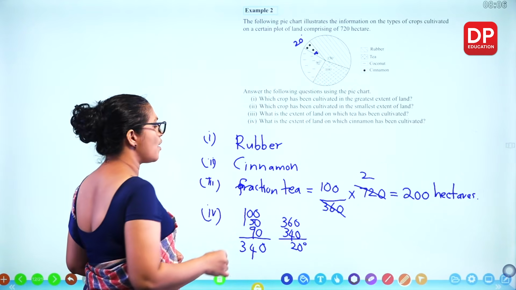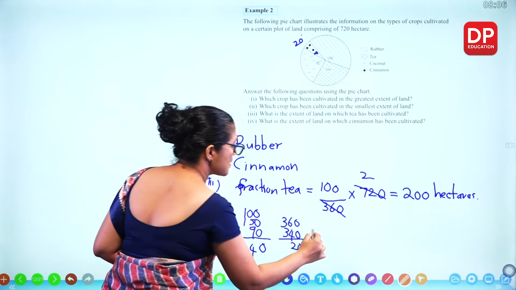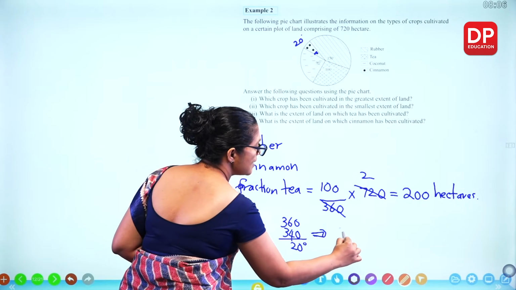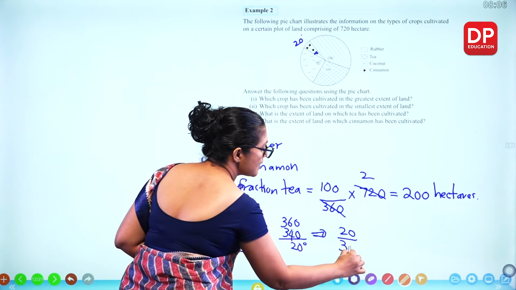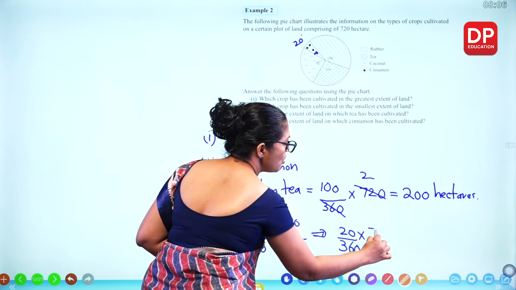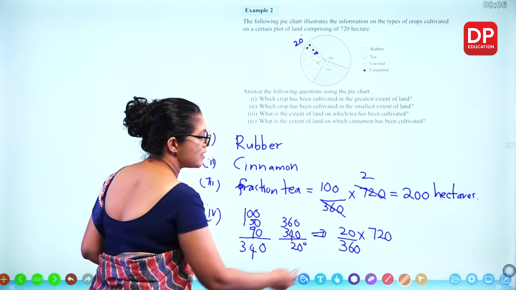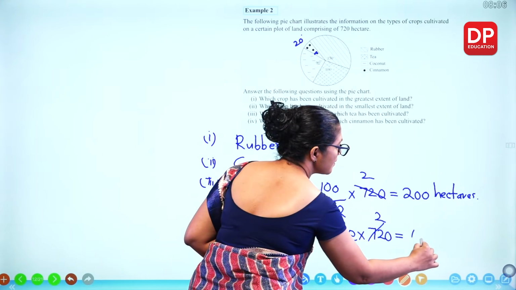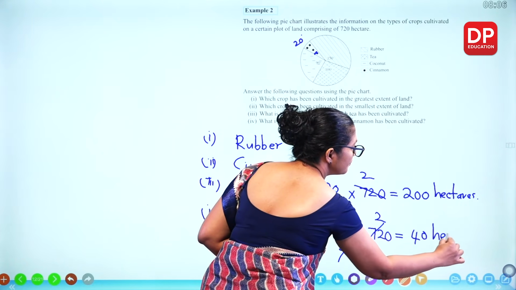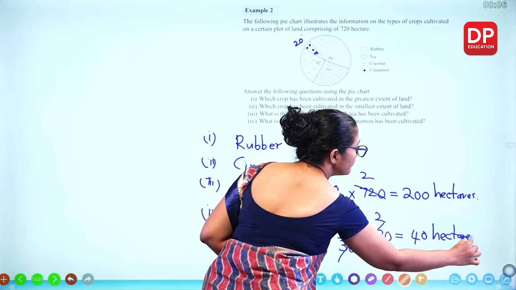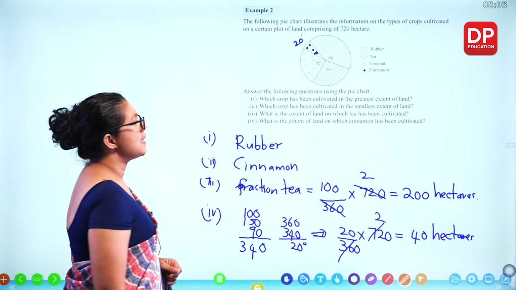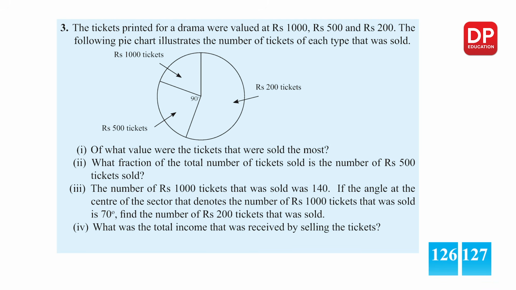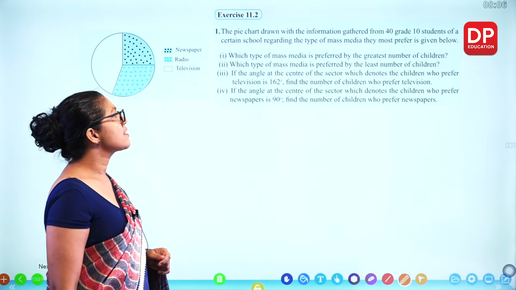Now you can find out the land size. So here 20 degrees divided by 360 into 720. So you get 40 hectares for cinnamon. Now we'll look at exercise 11.2 in your textbook.